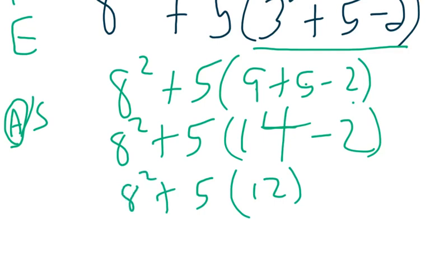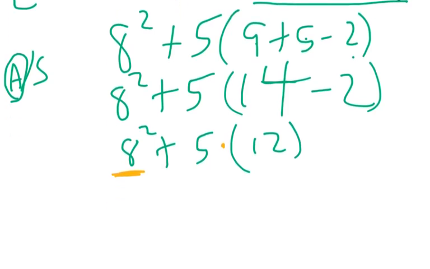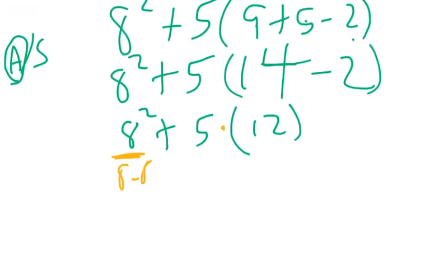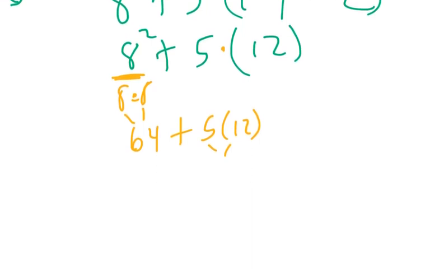And so we have a multiplication between the 5 and the 12, and we got the exponent. So now we have to go back up, and we have to do the exponent first. So now we have 8 times 8, which gives you 64, plus 5 times 12. Then we can do the multiplication. 5 times 12 gives us 64 minus 60, and then we can subtract, which gives us 4.